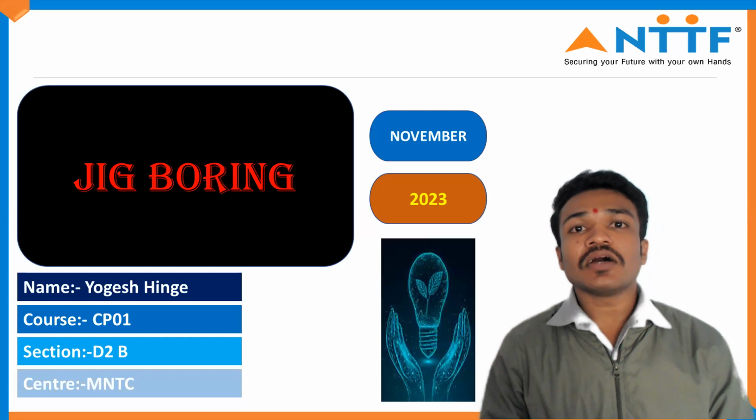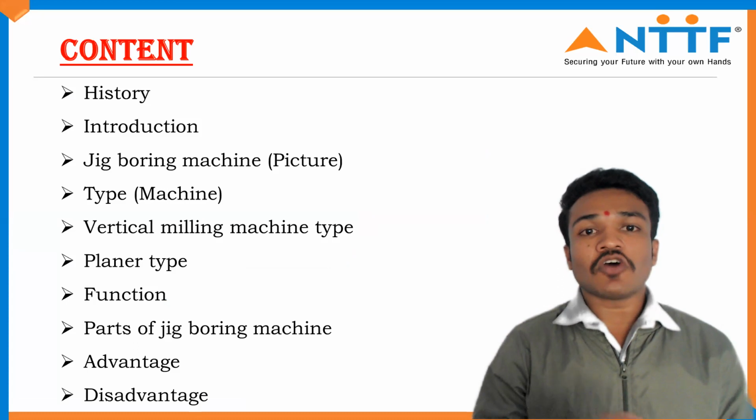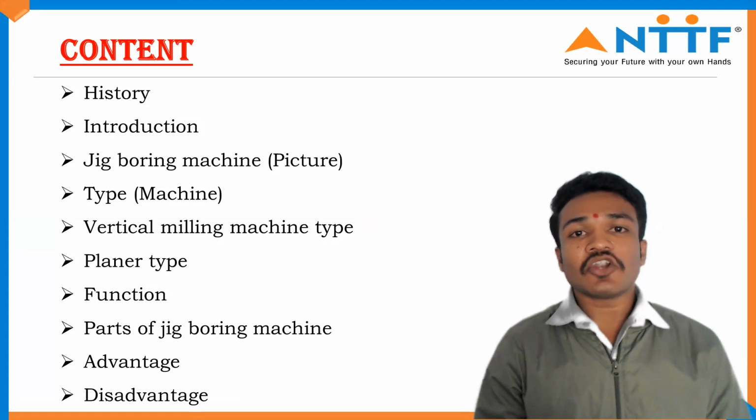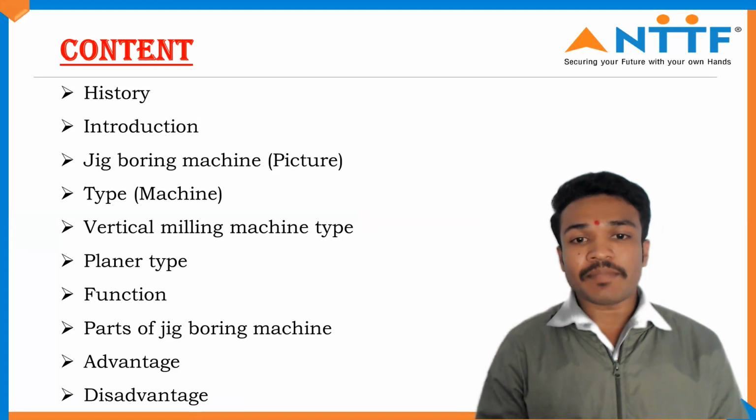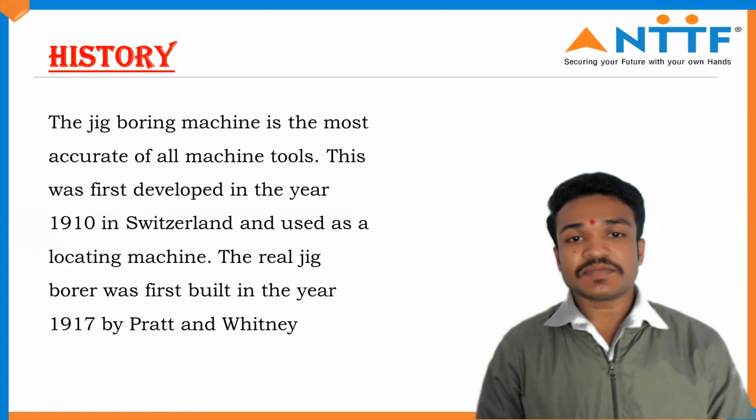I am going to present here a short talk on the Jig Boring machine. These are the contents which we will see in the topic. First, history, introduction, picture of a Jig Boring machine, types, vertical milling machine types, and planar type. These are the types of a machine. Function, parts of a Jig Boring machine, advantages and disadvantages.